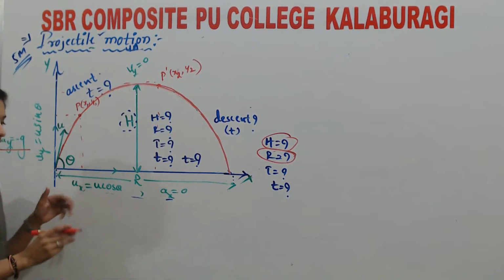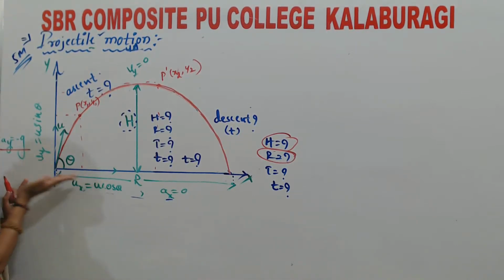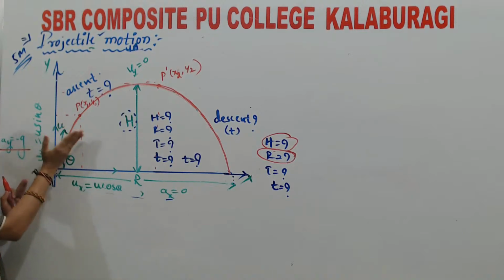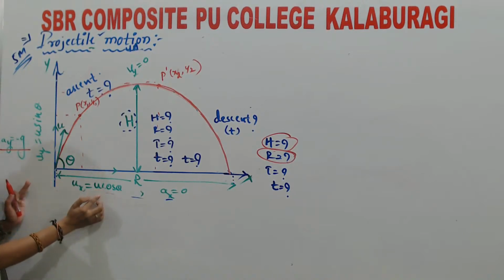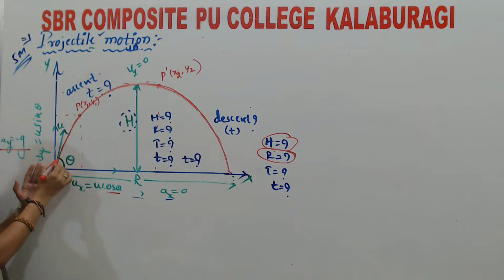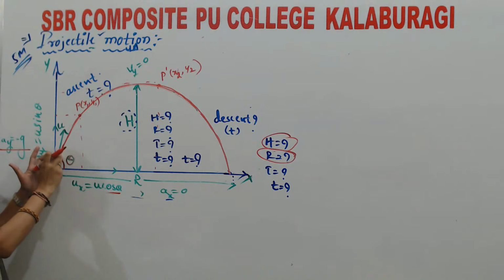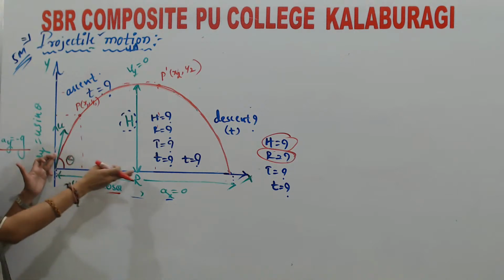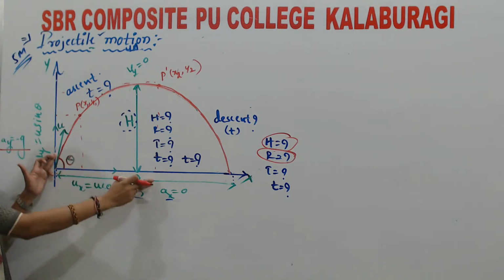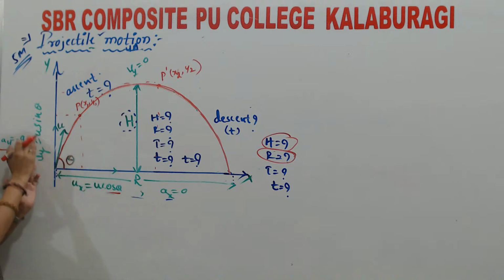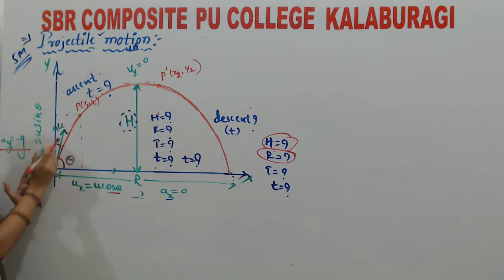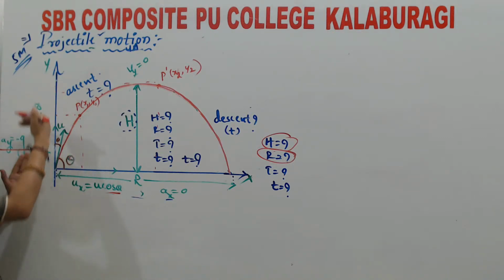Listen here, as I have said earlier, along the x-axis we are taking the component of u as u cos theta. Why is it cos theta? See here, where there is an angle, theta is made with the x direction, isn't it? The angle between u and the x direction is there. So we take this as cos theta, and the remaining side we take as sin theta. If the velocity is making an angle theta with the vertical direction, then you can take it as cos theta.